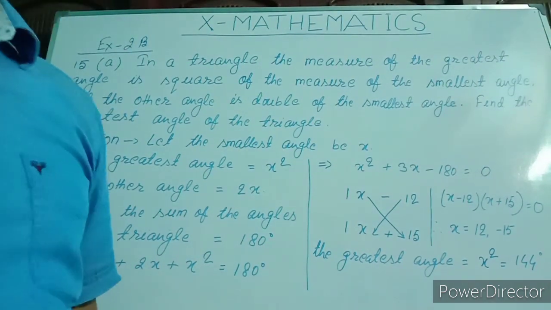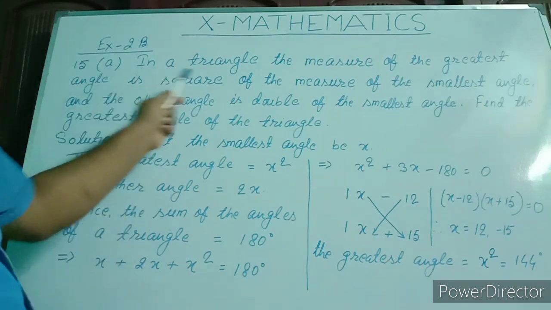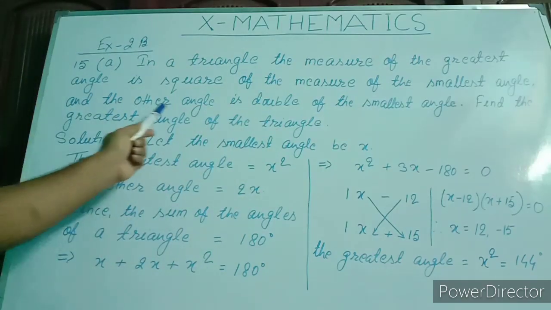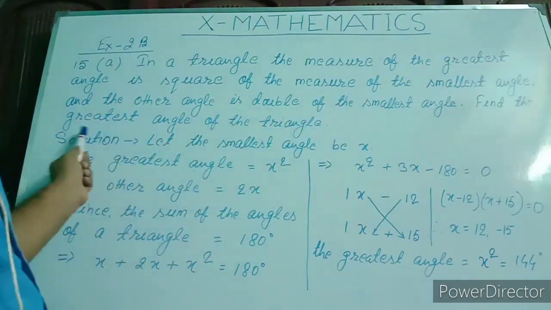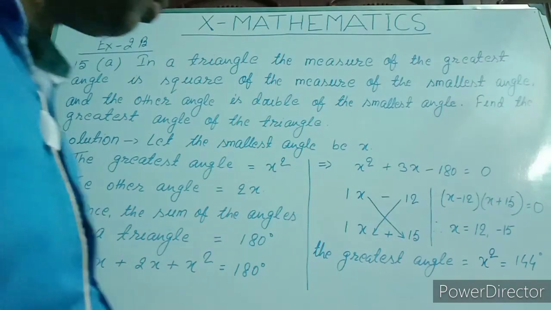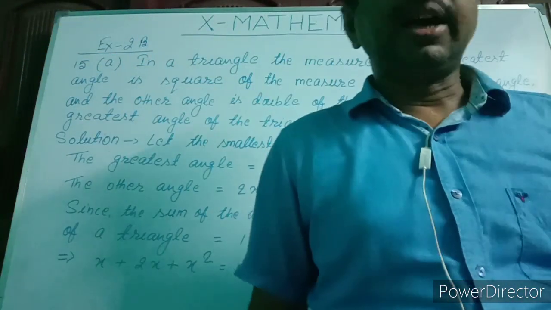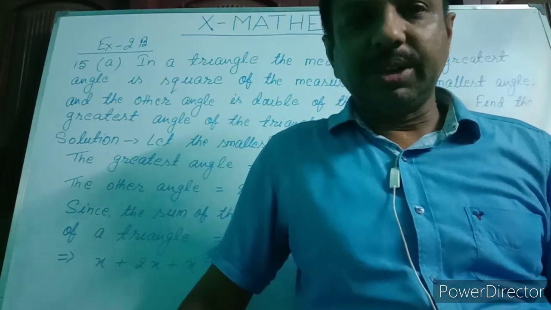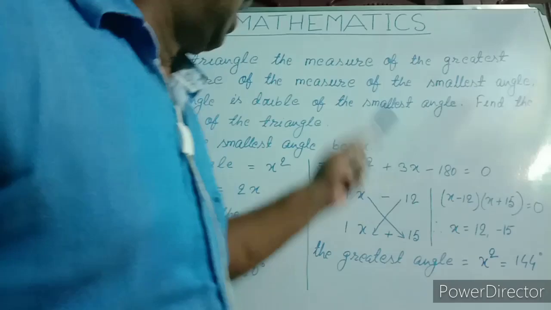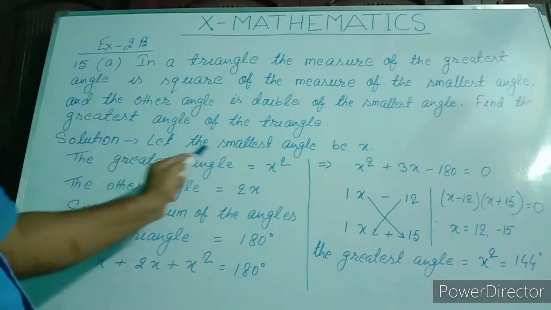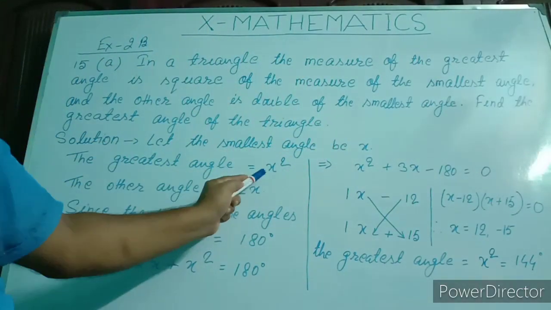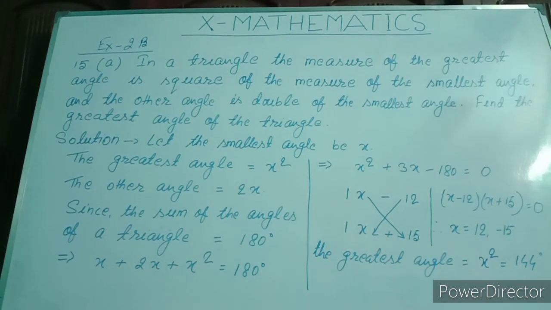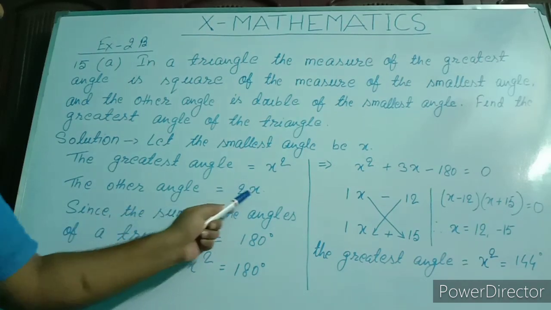I repeat this expression. Our question is, in a triangle the measure of the greatest angle is the square of the measure of the smallest angle and the other angle is double of the smallest angle. Find the greatest angle of the triangle. So the first part says that we get the algebraic expression based on the statement mentioned in the question. As per the question, let the smallest angle be x, then the greatest angle equals x square, and the other angle will be 2x.